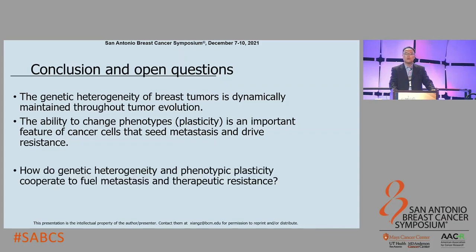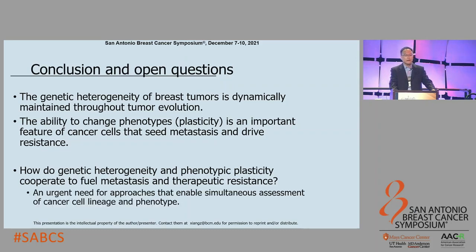But this also opens new questions. How do we integrate these two levels of heterogeneity together to understand metastasis and therapeutic resistance? And this really requires us to have an approach to simultaneously assess cancer cell genetic information as well as phenotypic information at single cell resolution.